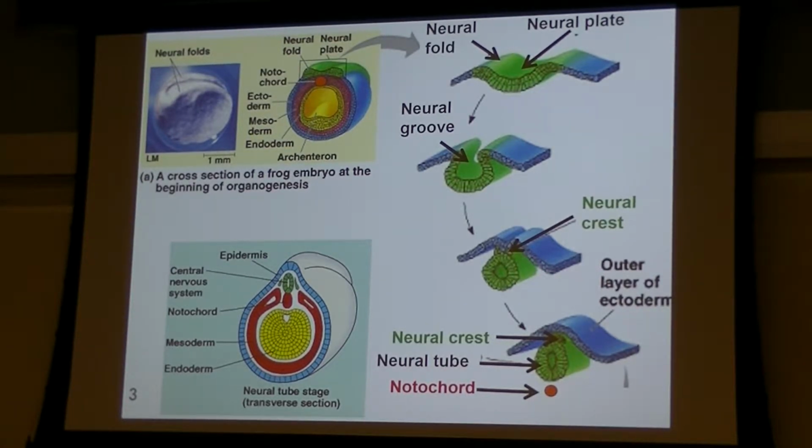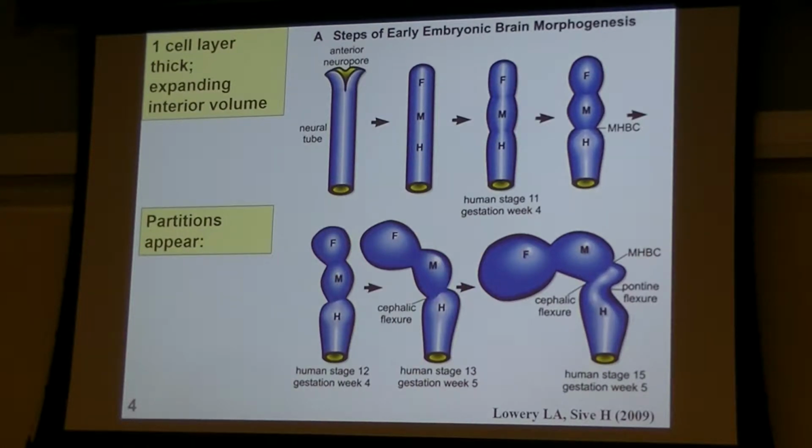So let's look at this neural tube. And initially, it's only about 1 cell layer thick. So it's not a very elaborate structure. And depending on the type of organism, it may zipper shut from one end to the next, or it may pinch shut and seal off at several different points.